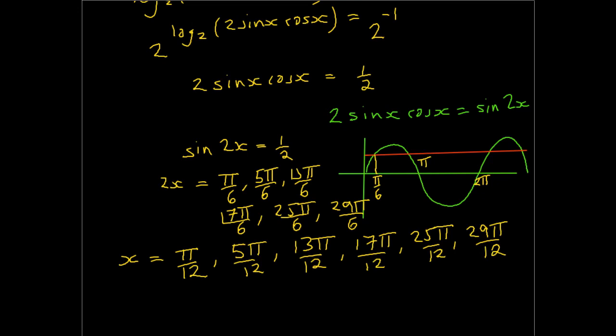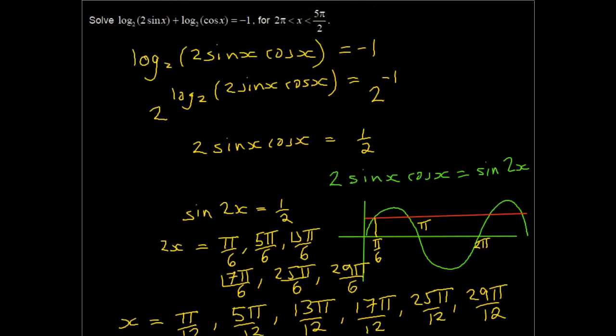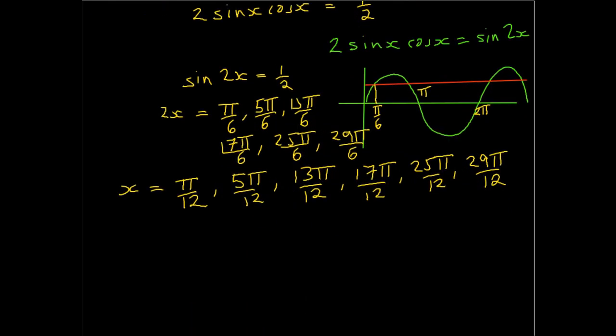Now, the ones that we need, if we go back and look at the original question, it says between 2 pi and 5 pi over 2. So if I change those into over 12, 2 pi would be the same as 24 pi over 12, and this one multiplied by 6 would be 30 pi over 12. So I need solutions that are between 24 pi over 12 and 30 pi over 12. So if I come down here, I can see that between 24 and 30 pi are this one and this one.